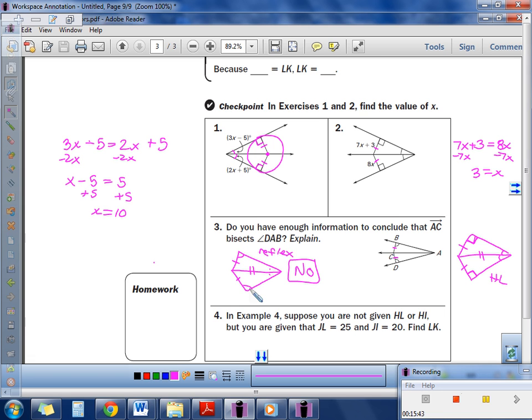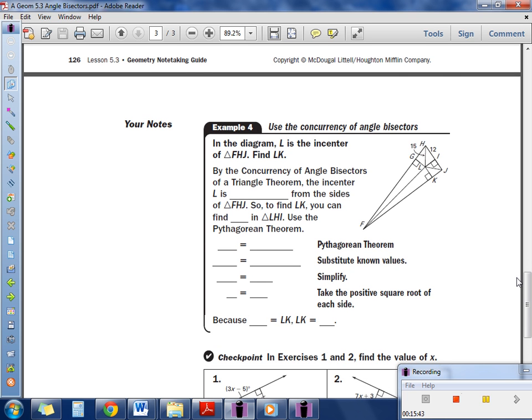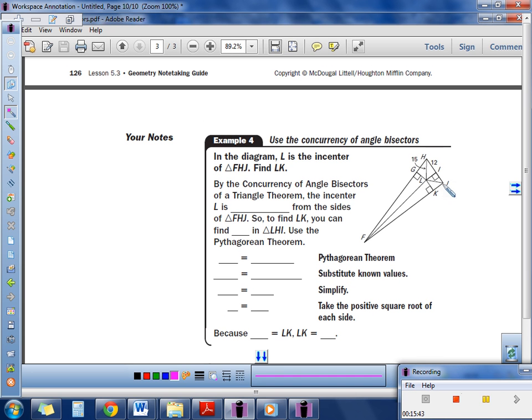The last one, it says JL is 25 and JI is 20. JL is 25, JI is 20. So let's go back and look at that picture. JL and JI are what we need to focus on. So there's that little right triangle that we should focus on. I'll make it a little larger. JIL. It said JL is 25, and JI is 20. Can I use Pythagorean Theorem?